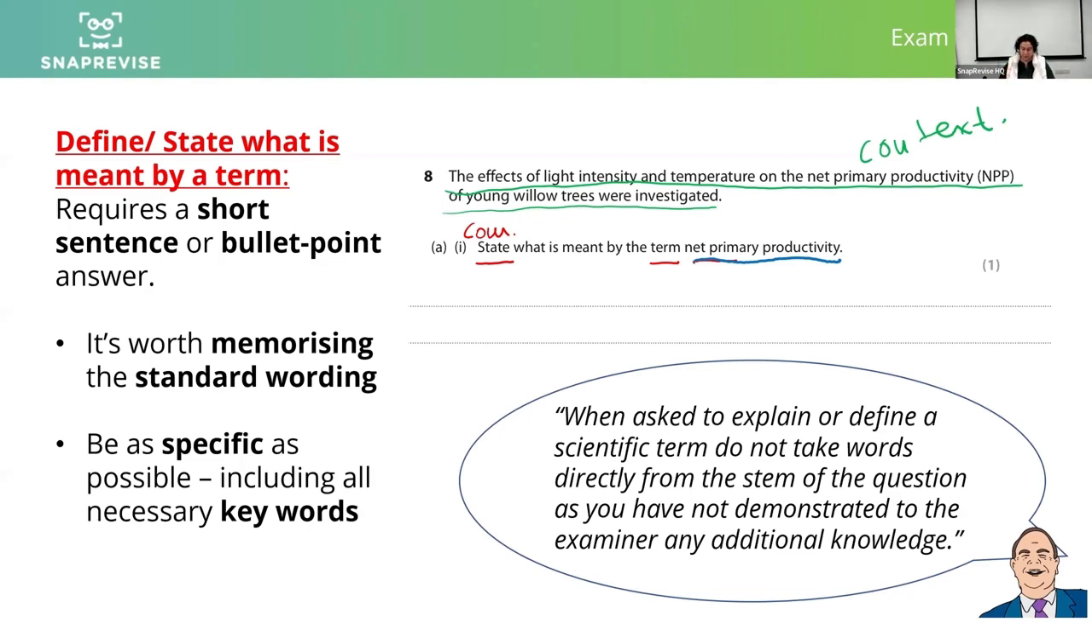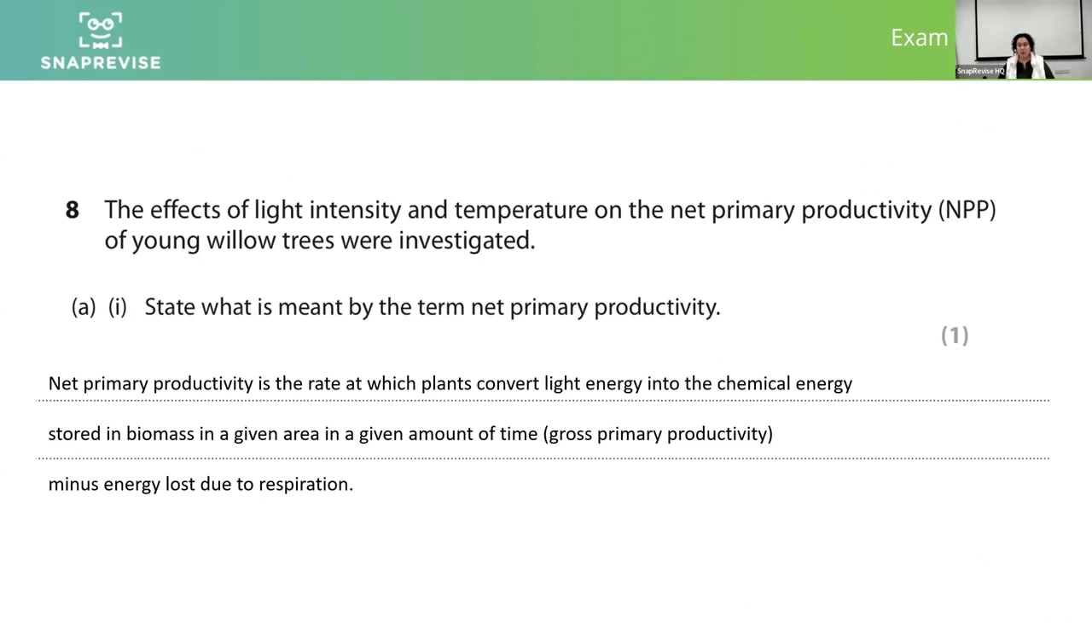So don't do that. If we look at the answer, we basically see a very standard definition of what net primary productivity is. The rate at which plants convert light energy into the chemical energy stored in biomass in a given area in a given amount of time, minus the energy lost due to respiration. The definition itself is not what we're dealing with here in this session, but you see that it's a very standard worded definition, appropriate use of keywords, and including enough detail.